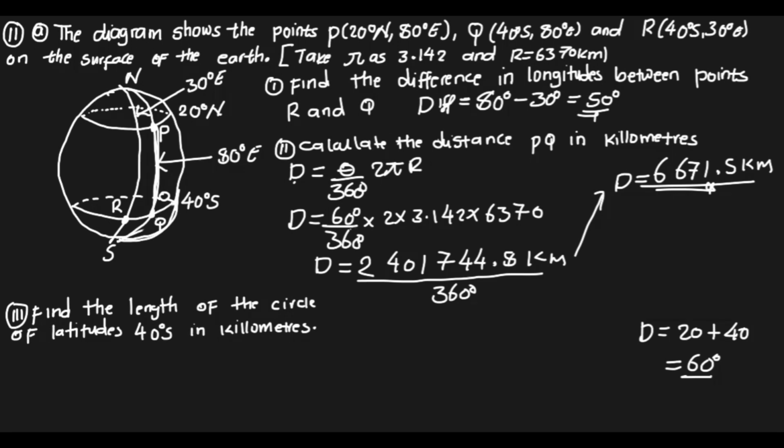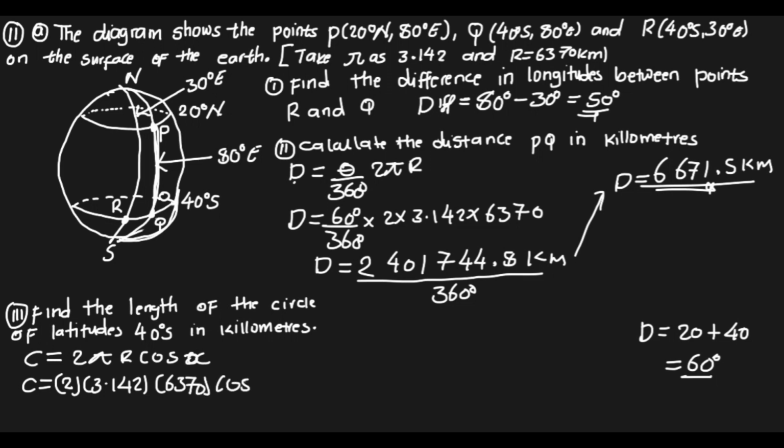Find the length of the circle of latitude 40 degrees in kilometers. So the formula for the length is the same as for circumference. Circumference is equal to 2 pi r cos x. Then we'll say 2, our pi is 3.142, radius 6370 cos x. Where there is x, you need to put the number of the latitude. The latitude that we are dealing with is 40. So this is cos 40.